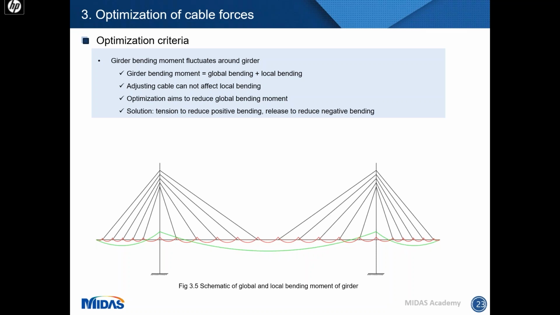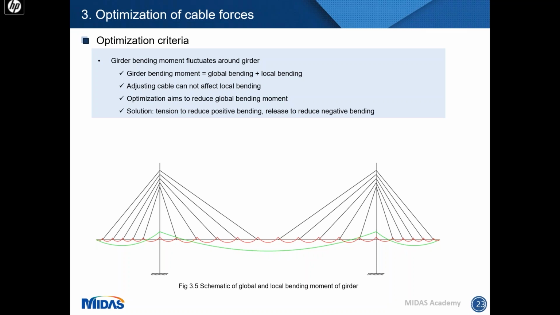Global bending happens like a continuous girder of the bridge span. It sits on bearings, and the vertical component of the cable force counteracts the girder self-weight. The local bending happens between cables. So it's like a multiple span continuous girder, and the span is the cable spacing.